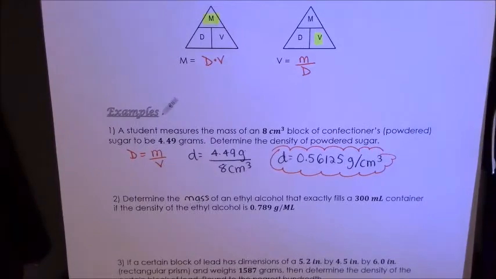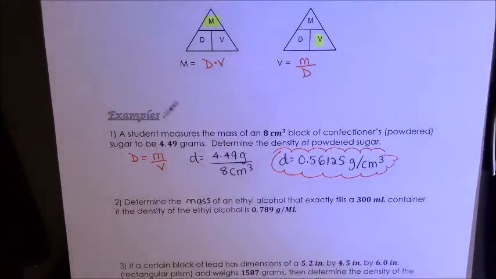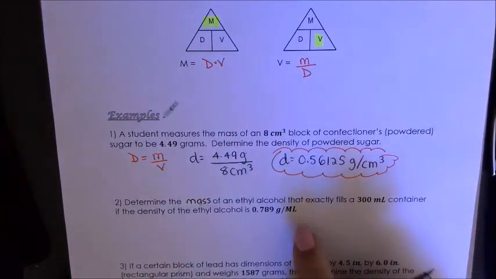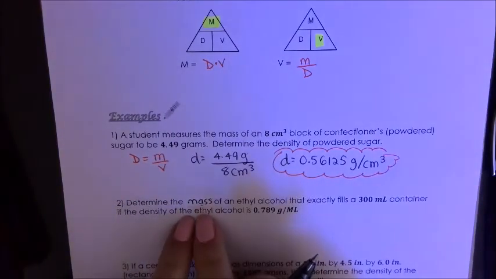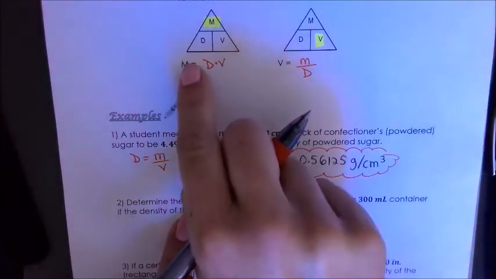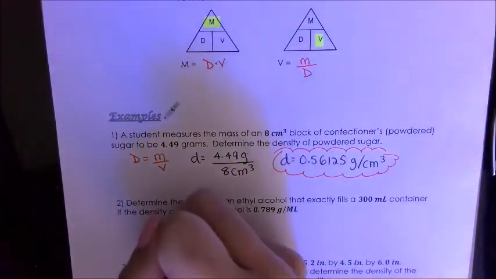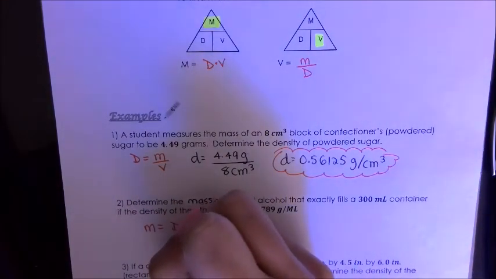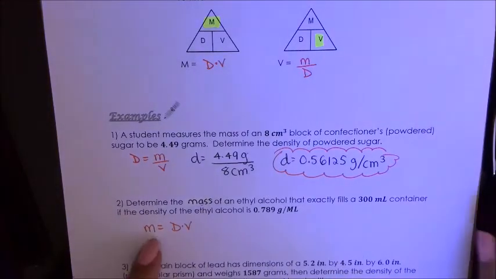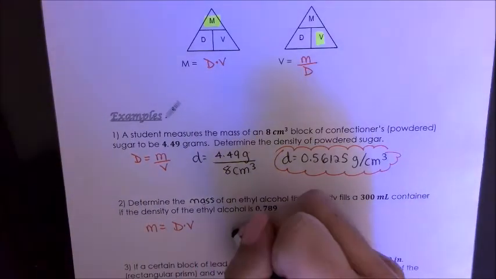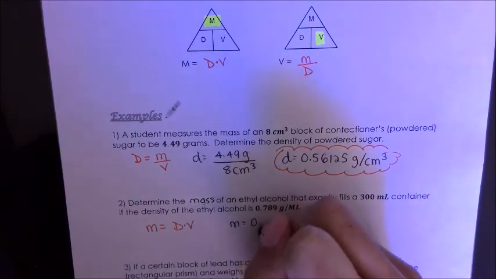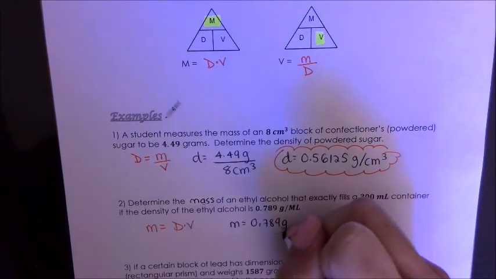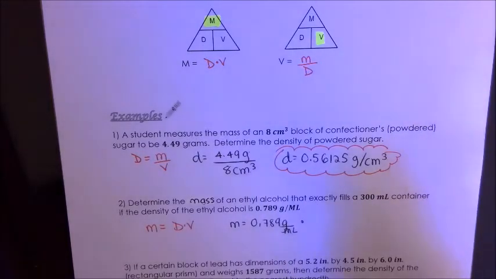All right, next question. Determine the mass of ethyl alcohol that exactly fills a 300 milliliter container if the density of the ethyl alcohol is 0.789 grams per milliliter. I'm looking now for mass. So based on the triangle, for mass I have to multiply density and volume. So I need my density, so that would be 0.789 grams per milliliter, I'll write it like this, times your volume.